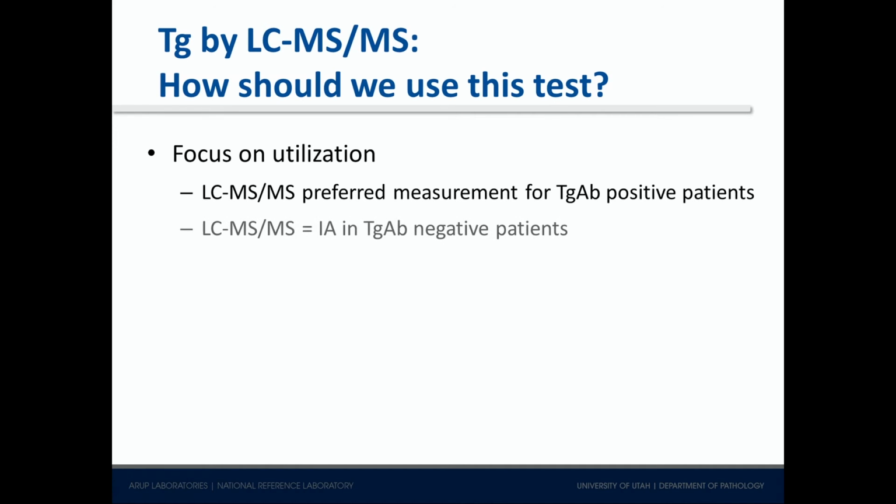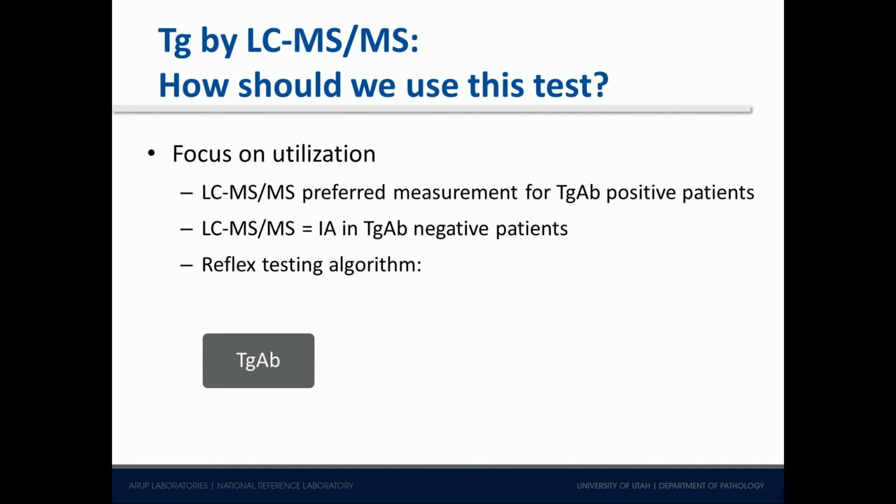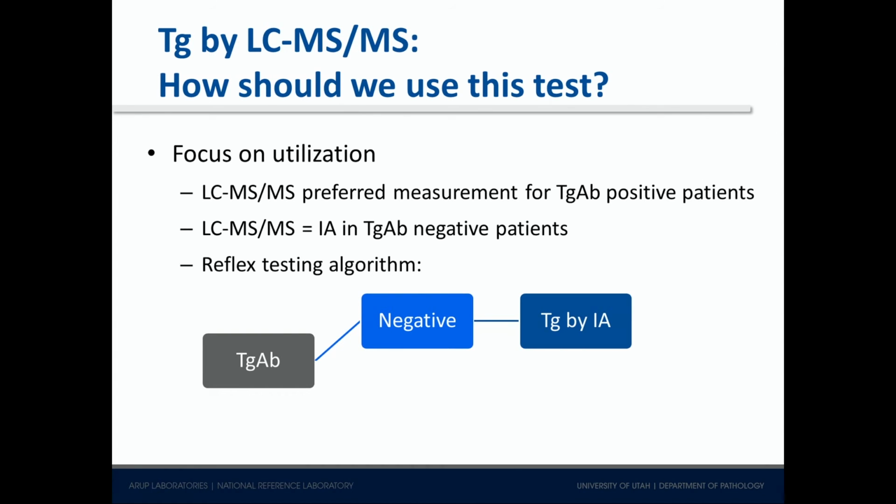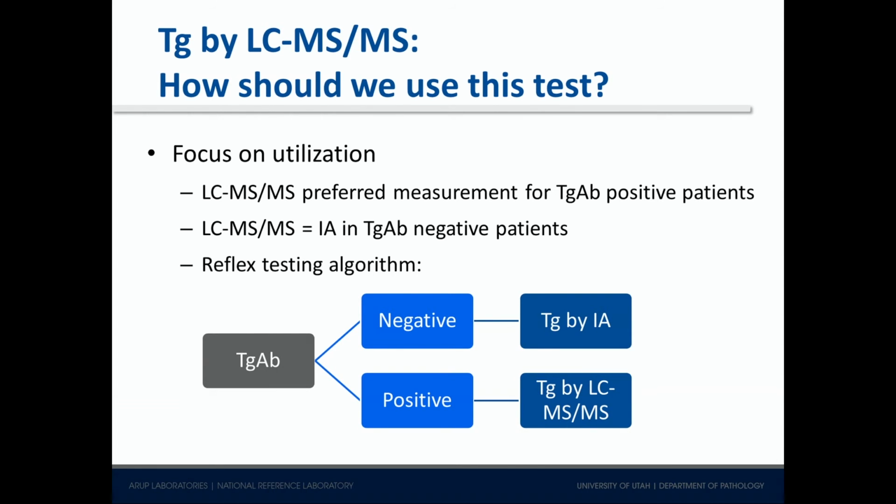And I also showed you that when patients are negative for thyroglobulin antibodies, there's actually quite good agreement between the mass spec and the immunoassay. So the immunoassay performs quite well in those cases. Because of that, we and other laboratories have implemented a testing algorithm that's reflexed based on the thyroglobulin antibody status of the patient. So thyroglobulin antibodies are tested first. If the sample is negative for those antibodies, then it's appropriate to have the thyroglobulin measured by immunoassay. If you're thyroglobulin antibody positive, then the sample would be reflexed to testing for thyroglobulin by mass spectrometry.